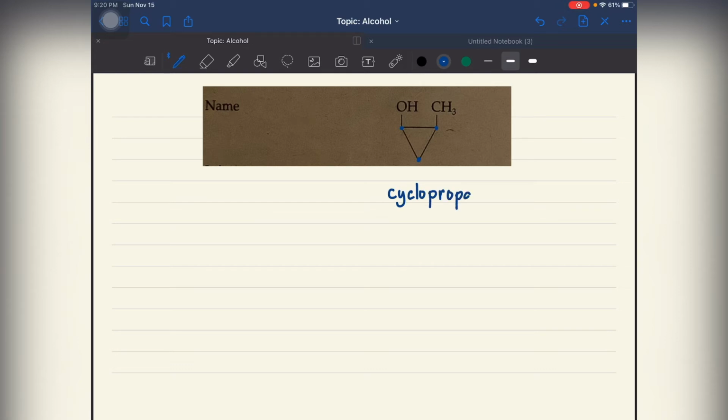We have cyclopropane. Since we have here a functional group of OH, ibig sabihin, papalitan natin yung letter E ng OL. So, imbis na magiging cyclopropane siya, yung parent chain magiging cyclopropanol.